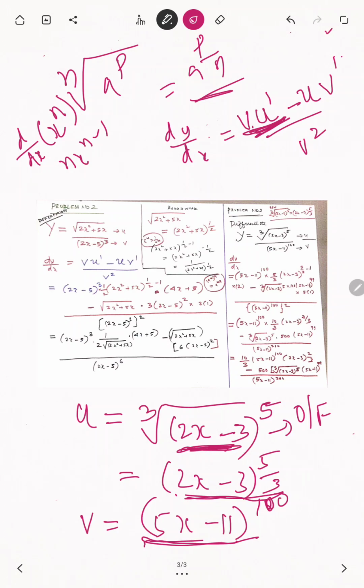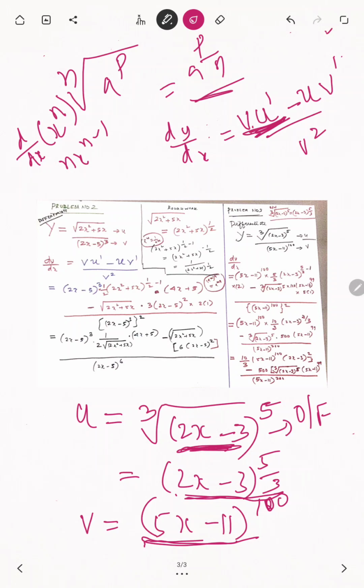5x minus 11. 5 into the differential of x, which is 1. 5 into 1 is 5. Minus the differential of the constant, 11. The differential of any constant is 0. Then 5 minus 0 gives 5 only. That's why I am writing 5.